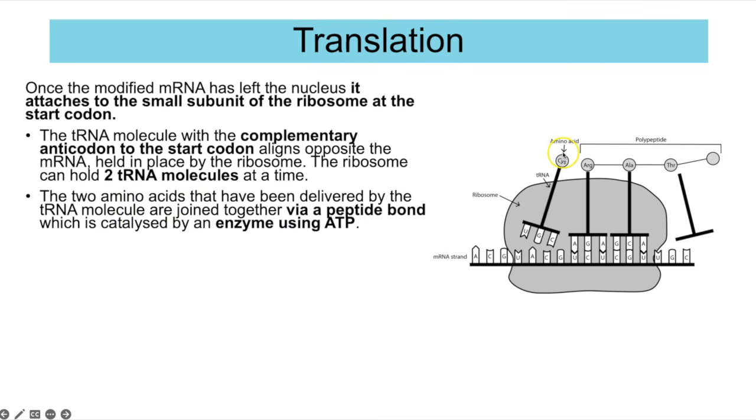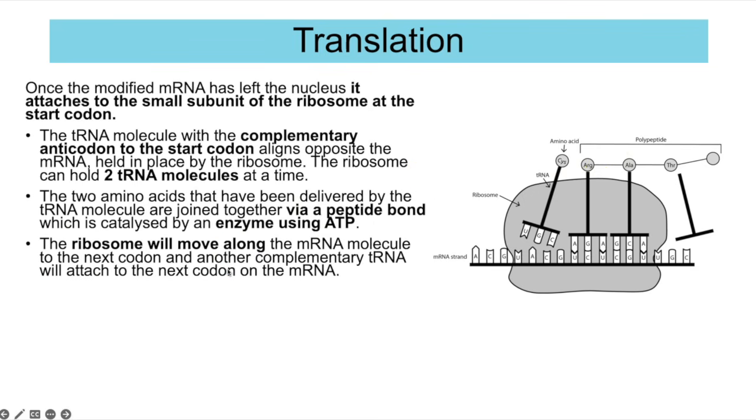The 2 amino acids that will be at the top of the tRNA molecules are therefore delivered, and this is specific based on the anticodon and the codon. They are then able to join via a peptide bond, and this requires an enzyme. It also requires energy released from ATP to form that peptide bond. The tRNA is then released and the ribosome will move along the mRNA molecule to the next codon, and that process happens again.